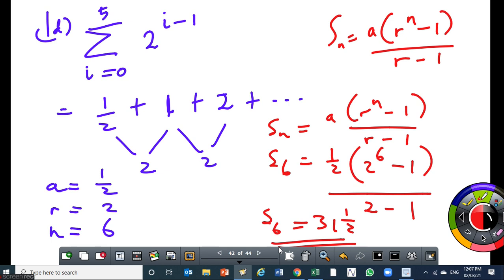Right? So the sum of those 6 terms is going to be 31 and a half. Any question?